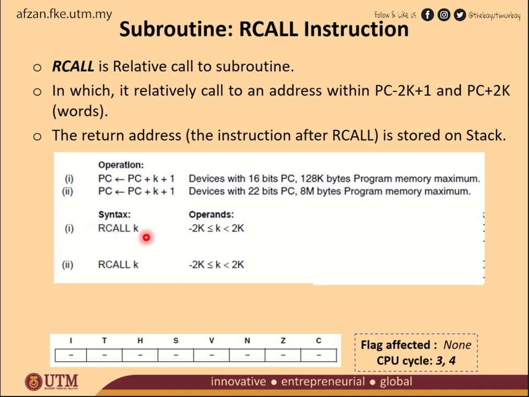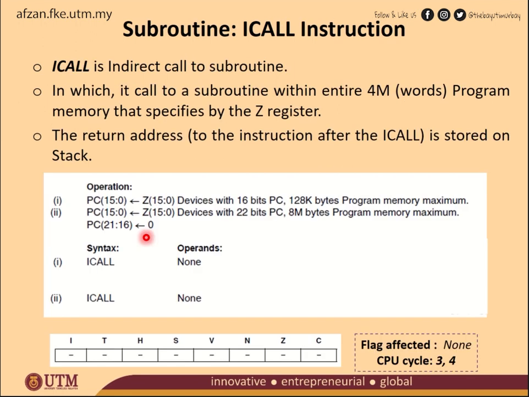Similar to jump, where you have jump, rjump, and ijump, the call instruction also has call, rcall, and icall. So this is the icall instruction. The icall instruction is an indirect call to subroutine, in which it calls the subroutine at the memory address specified by your pointer register. It works the same as the call, but here you're going to use the Z register to point to your call subroutine instruction.